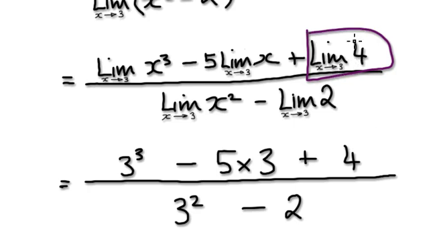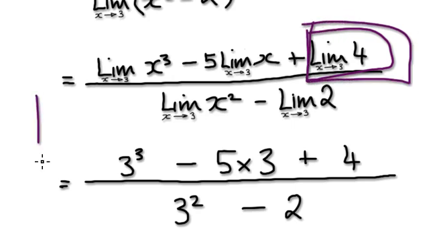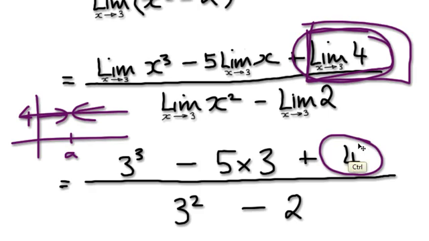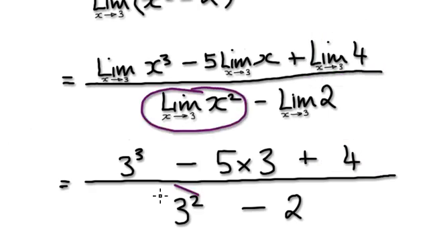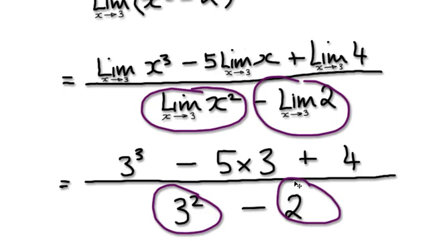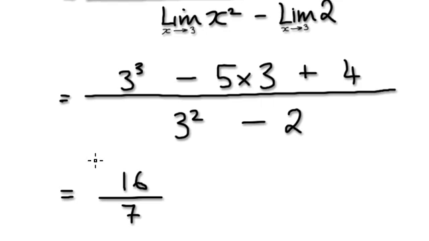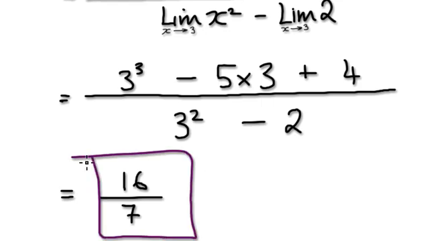One of the laws says that in this case, y equals 4 is going to be like this. No matter where x approaches, it will always be 4. So let's say this is a. As x approaches a, it will always be 4. So this bit will always be 4. This bit becomes this, and this becomes this. Then just simplify, and it should give you this. So the limit as x approaches positive 3 would be 16 over 7.